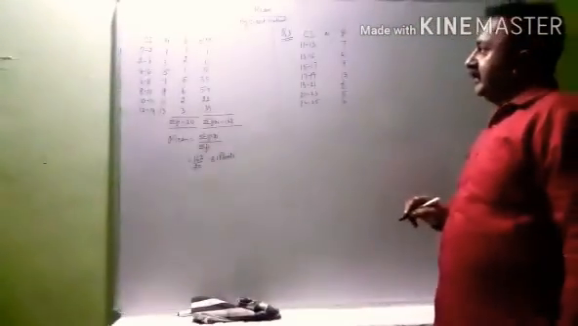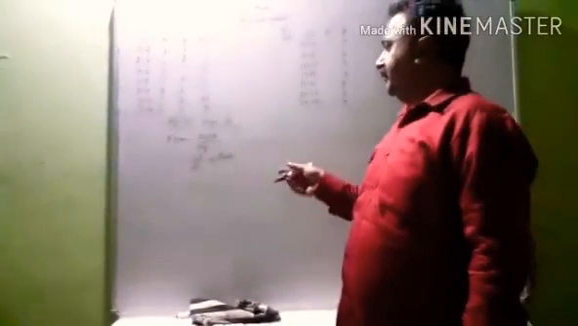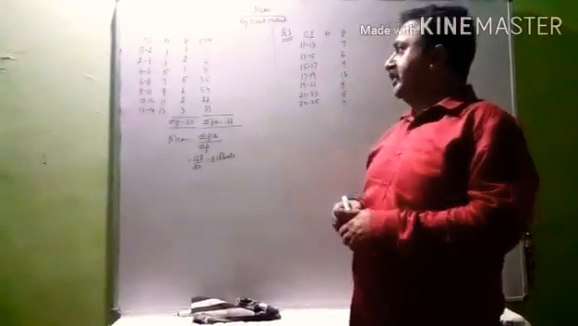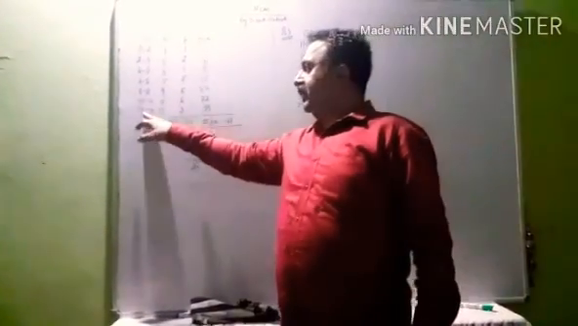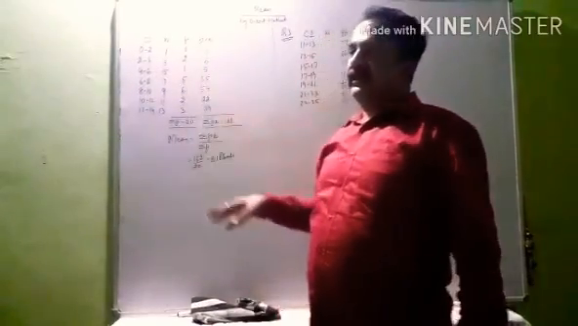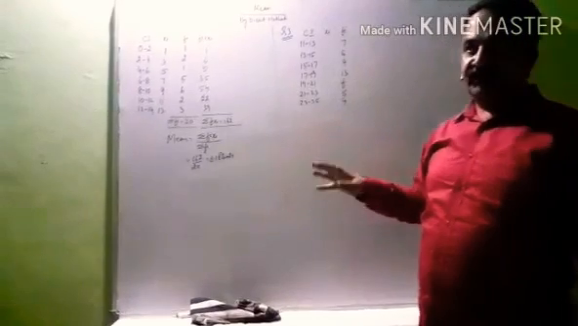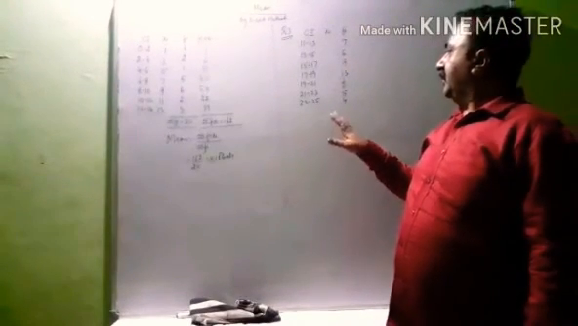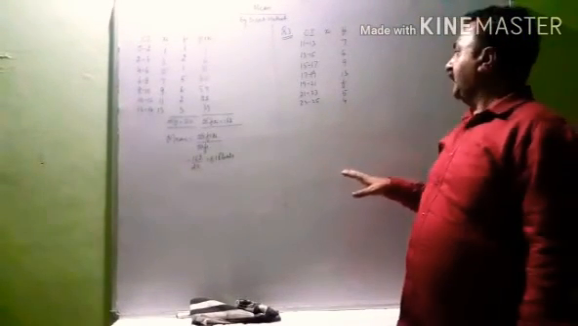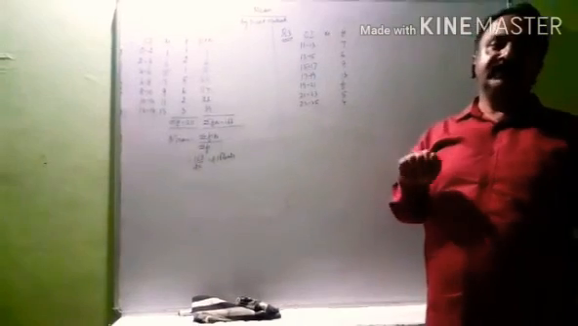Now we'll go to the next question. In this question we were given the class intervals and the frequency, and we were supposed to find out the mean. Now we'll take a question in the reverse order, where the mean is given to you and some unknown frequency you have to find out.